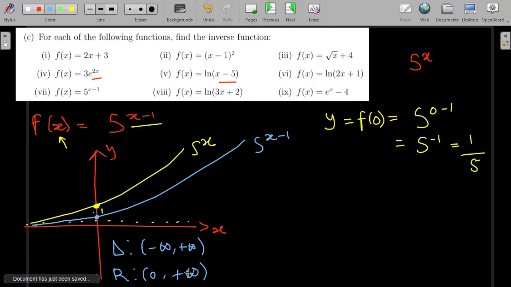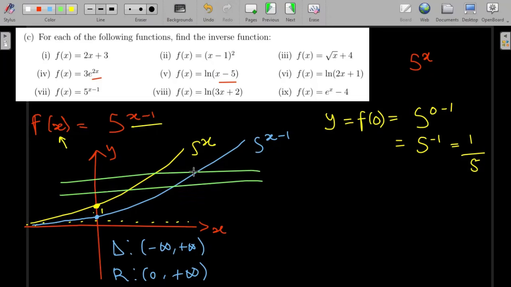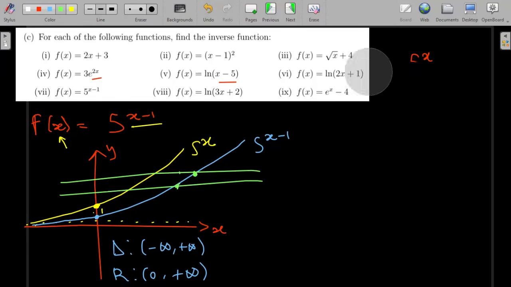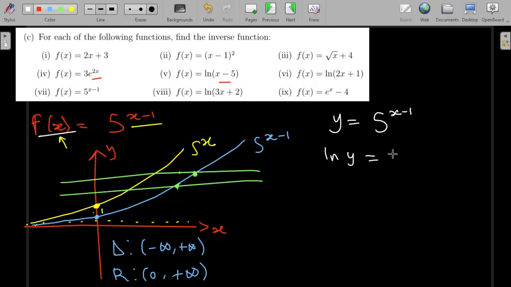From there we can now find the inverse. All these graphs that have been drawn, if you draw a straight line like this, you see that it's only touching at one point. So they are one-to-one, no wonder we've been able to find the inverses. So let's find it now. y is equal to 5^(x minus 1). Maybe here we should introduce a log with base 5, because I can see 5 here. So log base 5 of y is equal to log base 5 of 5^(x minus 1).